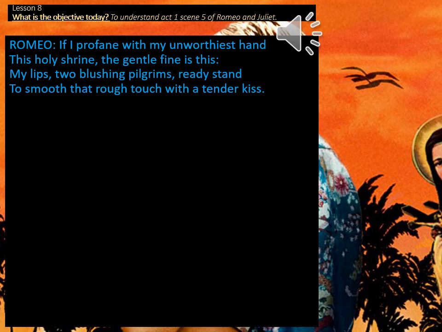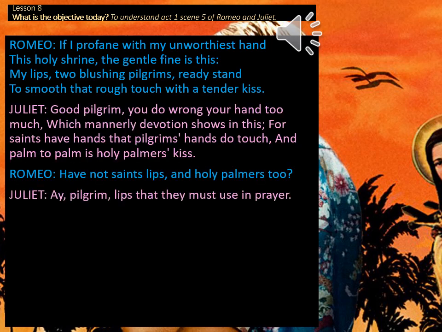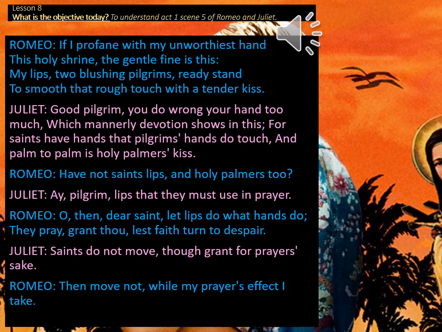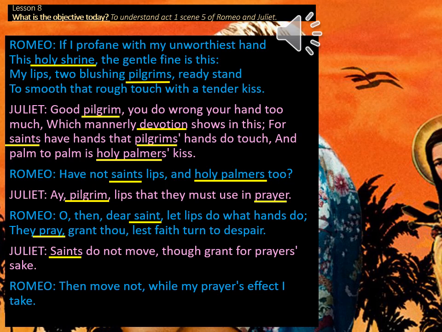This is the conversation now with the names in the right places. So before we think about what it is they're actually saying, let's start thinking about picking out that language again. So you'll notice that underlined in yellow, there are words like holy shrine, pilgrims, devotion, saints, holy palmers, and prayer. Now, all of those words have a kind of link. They're all quite similar, all linked by the idea of religion.